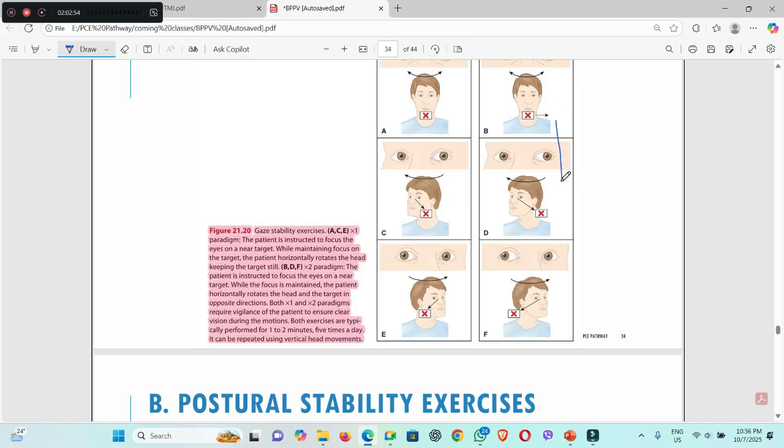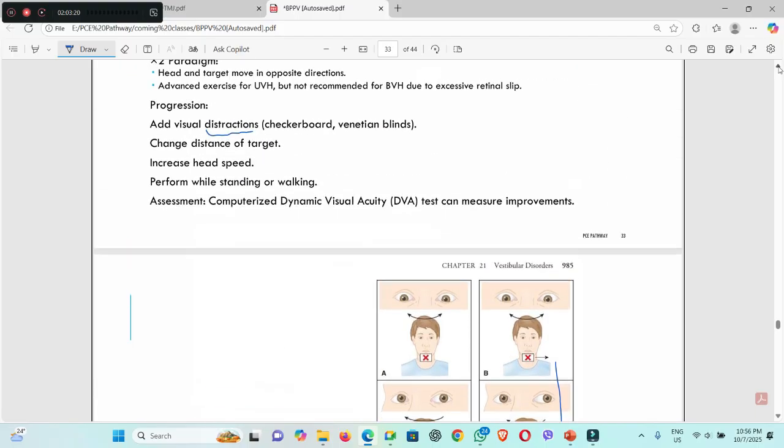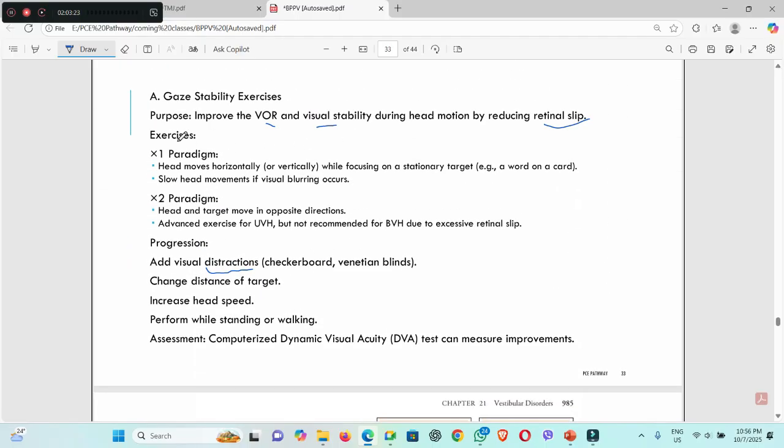Second one, B, D, and F. Here we are moving the head to one side and the target to the other side. Here the patient still focuses on the target, but the head is also moving, the target is also moving, right? In the second F picture, the head is rotating towards the left side and the target is moved towards the right side. Got it, guys? So this is what it means.